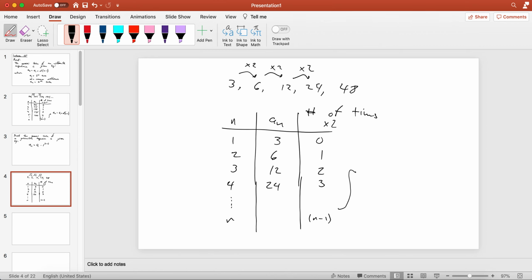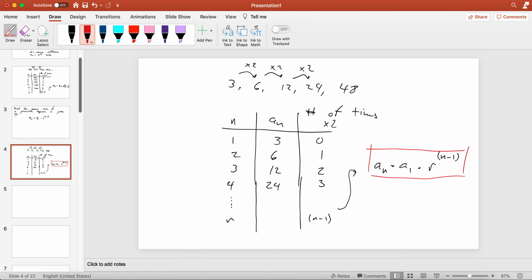And so from here we can derive this nice expression. The nth term will be a sub 1, that's what you started with, times r, multiplied n minus 1 times. And so that's why the nth term of a geometric sequence is given by this.